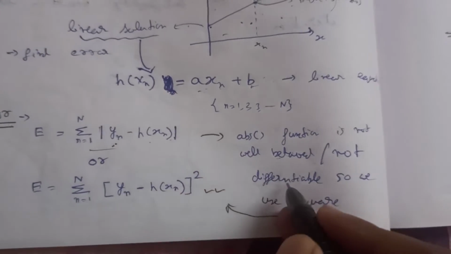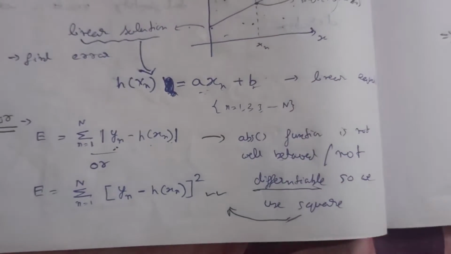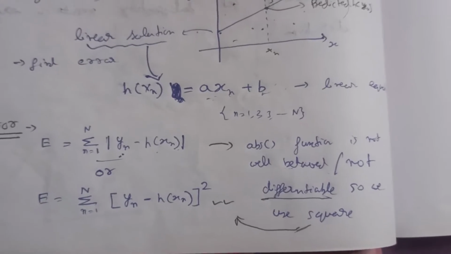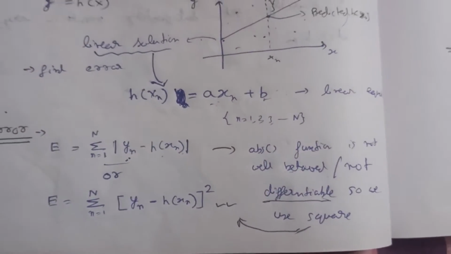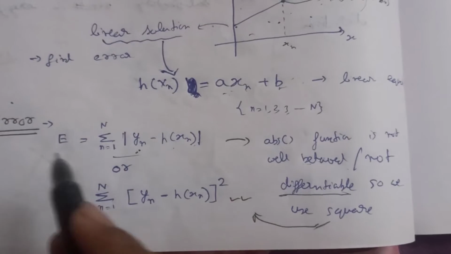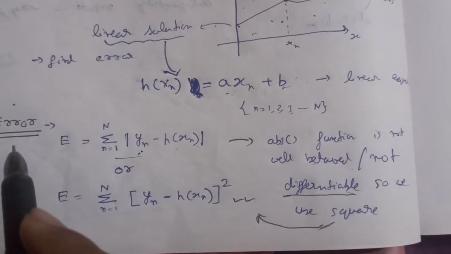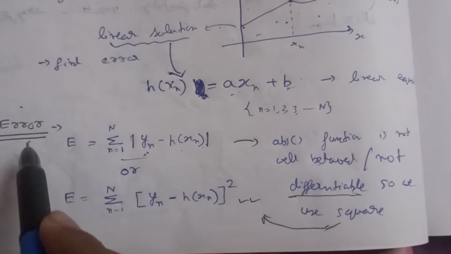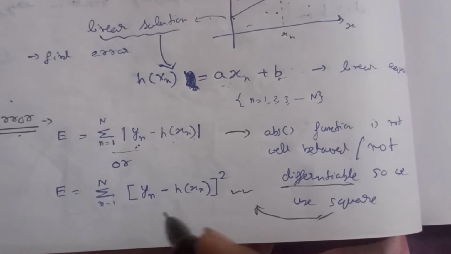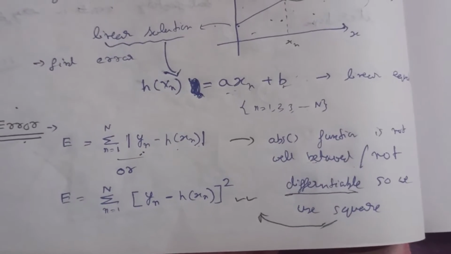So you might think, why is this being differentiable an important issue? Why do we need to differentiate it? Because our aim is to minimize the error. And how do we find minima or maxima? I think you have already done that in your class 11 and 12.